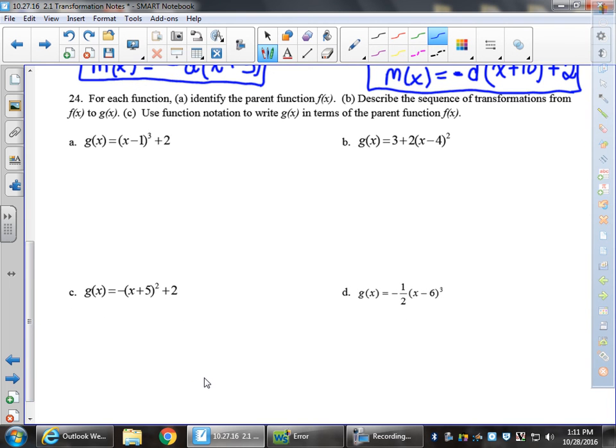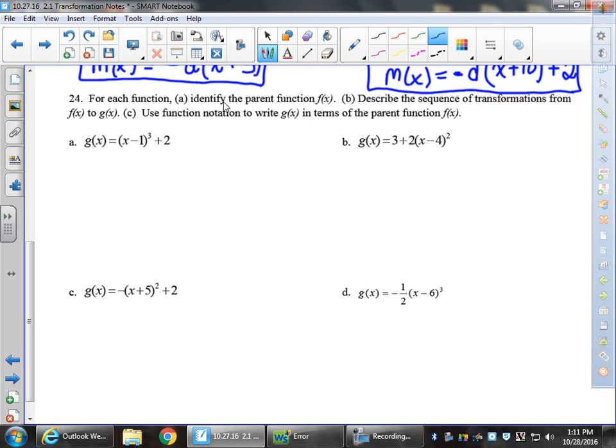Number 24 says, for each function, first, so we have parts here. First, identify the parent function, f of x. Then, describe the sequence of transformations from f of x to g of x. Lastly, use function notation to write g of x in terms of the parent function, f of x. So we're going to take this one piece at a time.